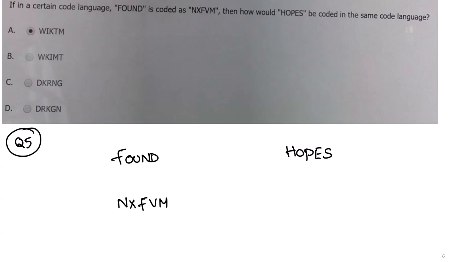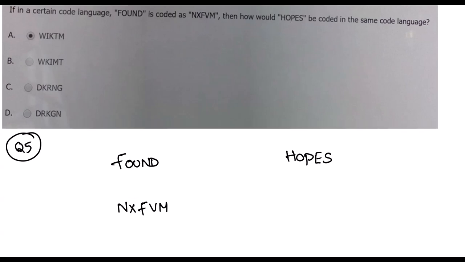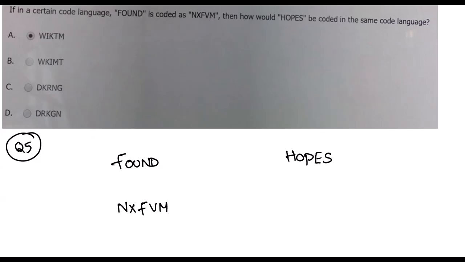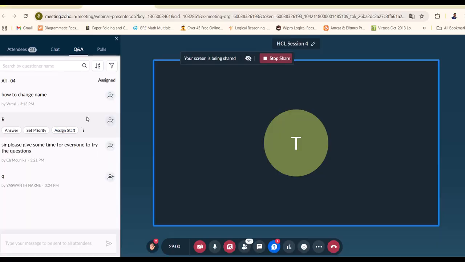They did some logic here. FOUND is somehow mapped into NXFVM. Now your job is, HOPES is what? Everyone work on this question. Excellent. Maybe for the previous question you can just check it out.